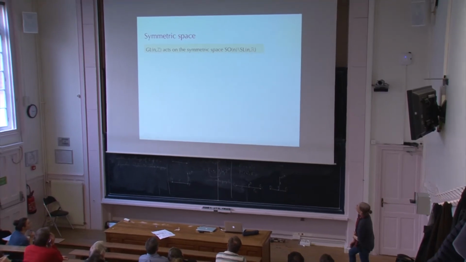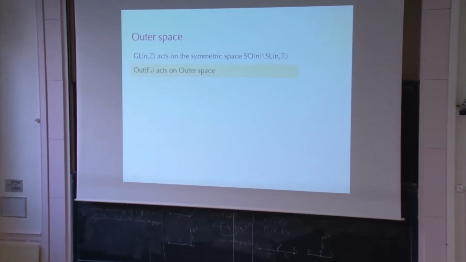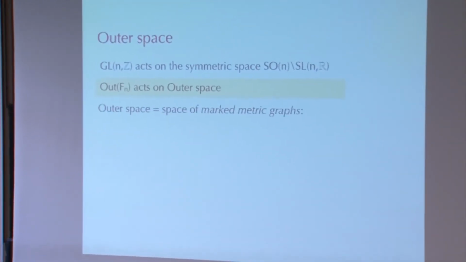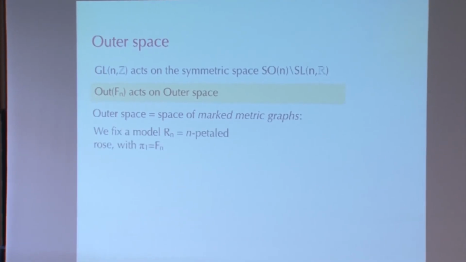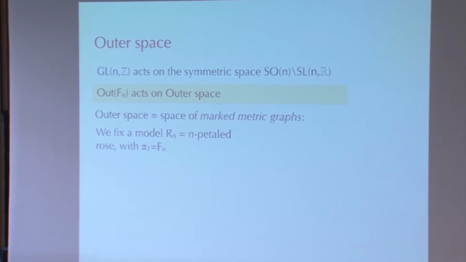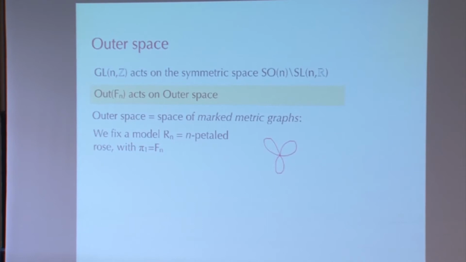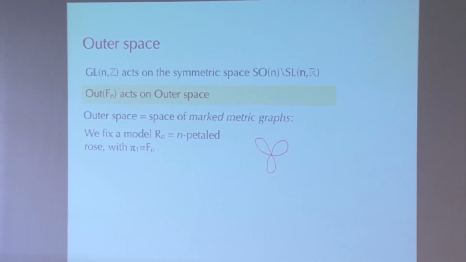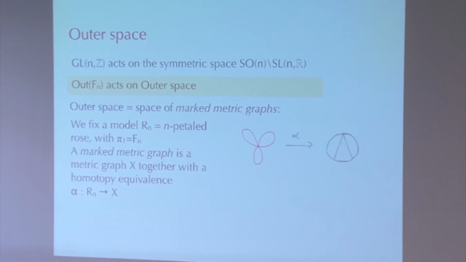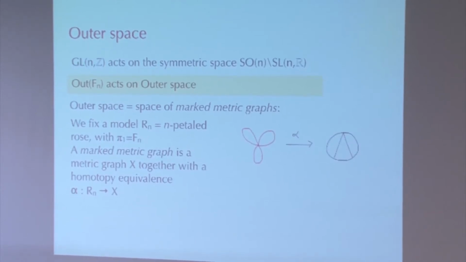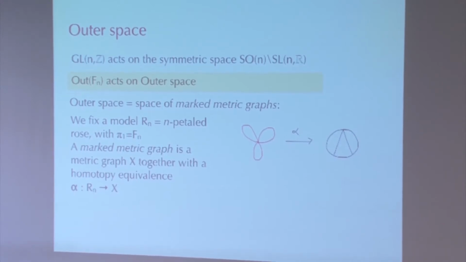Okay, so how do we get from this to outer space? Well, it's going to be a space of marked metric graphs. So the model, instead of a torus, is a rose. It's a graph with one vertex and n edges. A marked metric graph is going to be a metric graph, together with a homotopy equivalence from our standard rose to the metric graph. Instead of a flat torus, we have a metric graph.